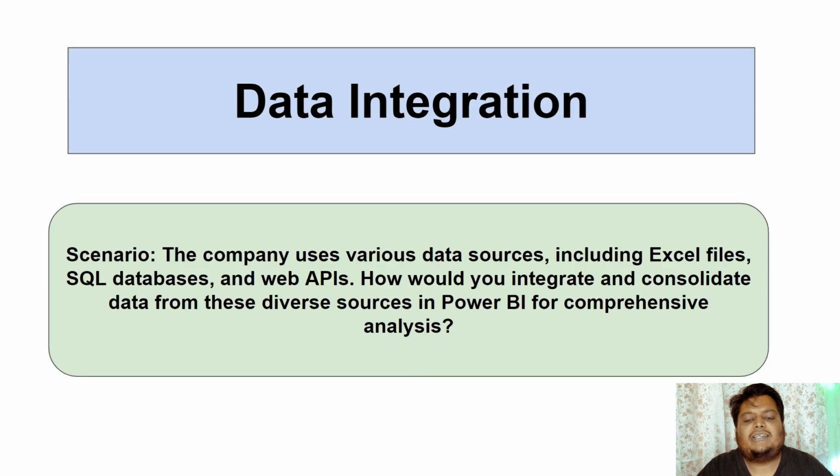The next comes is data integration. So data integration is very important, because whenever you are working with data in Power BI, the data has to be from any of the many different data sources like Excel, SQL database, then web APIs. Okay, the source of the data can be anything. Because in Power BI you can load the data from 150 plus data sources. So now the main question comes is, how would you integrate and consolidate the data from these diverse sources in Power BI for comprehensive analysis?